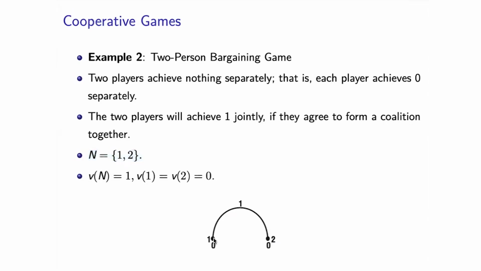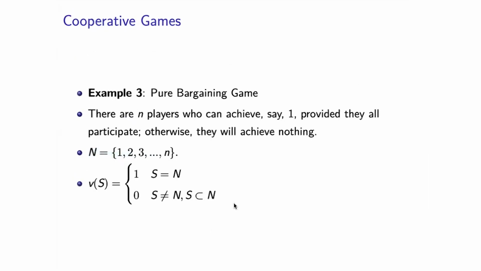And graphically, again, you have 1 and 2. If they are individually just sticking to themselves, then they get 0 each. However, if they form an agreement between them, then this surplus of 1 is generated. So the pure bargaining game is just a generalization of this. Instead of two players, now suppose you have n players, and an agreement needs to be reached between all these n players in order for some surplus to be generated. So even if any one of them says that they don't agree to this agreement, then nothing is generated. So this is the situation we have.